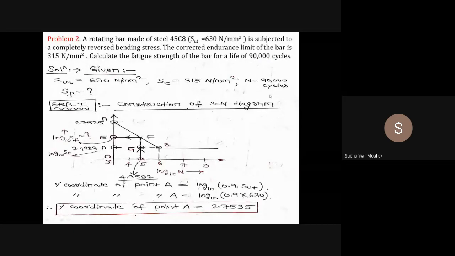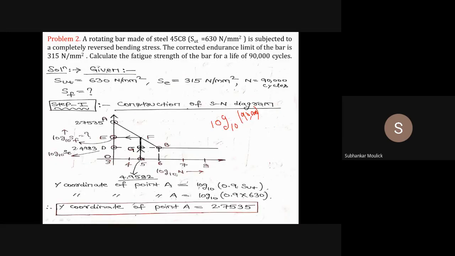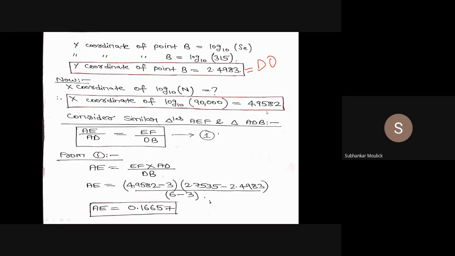Next, one more data is given to you in the problem. Which data? The number of cycles to fatigue failure is given to you. That is 90,000 cycles. That means from this data, I can understand that the value given to me is log base 10 of n, and this n is 90,000. Yes or no? Log base 10 of 90,000, because n is the number of cycles to failure. If you take the log base 10 of 90,000, that value is coming out to be 4.9582. And if you see in the diagram, this log base 10 n value is nothing but the x coordinate value. So this value 4.9582 is nothing but the x coordinate value.